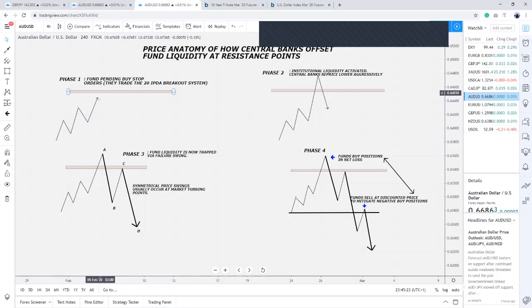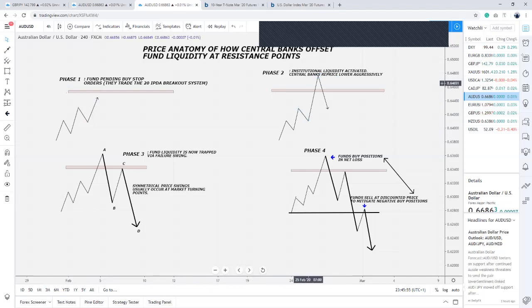The funds are expecting a breakout of that level for price to continue the underlying trend, which is the bullish trend. Because like I explained, the funds trade a 20-day IPDA breakout system. So you're looking for that breakout for a continuation move. Now phase 2 is IPDA is going to quickly drive price into that level, and price is going to break through that level, which will look like a breakout, and price wants to keep going to the upside.